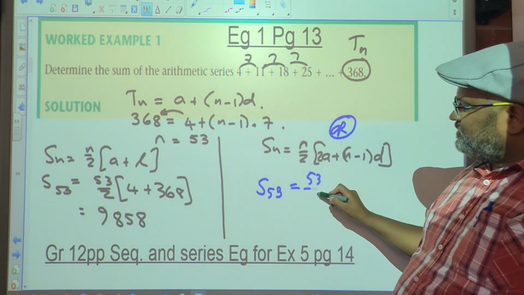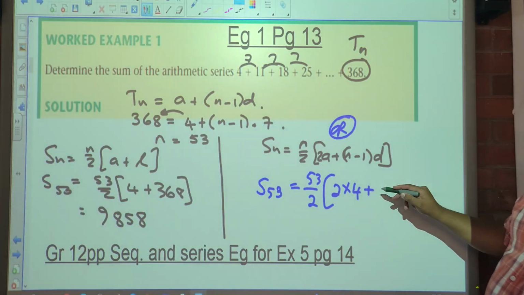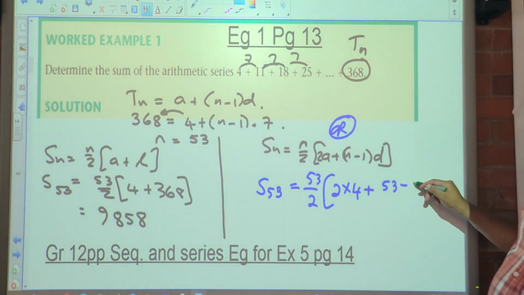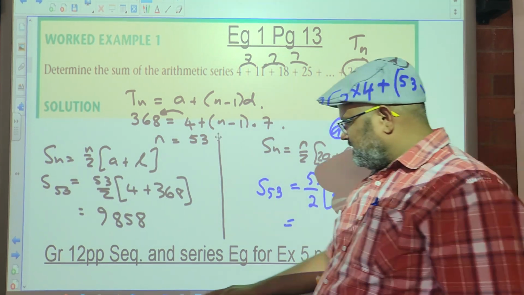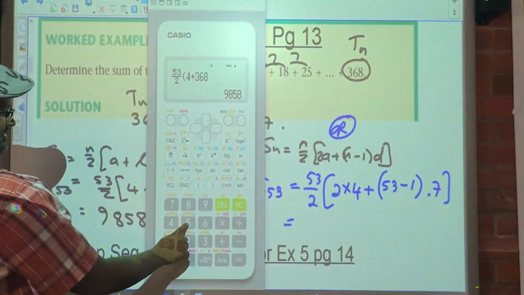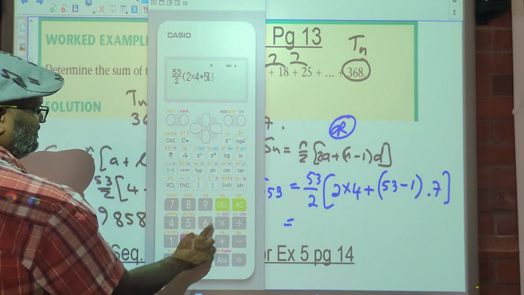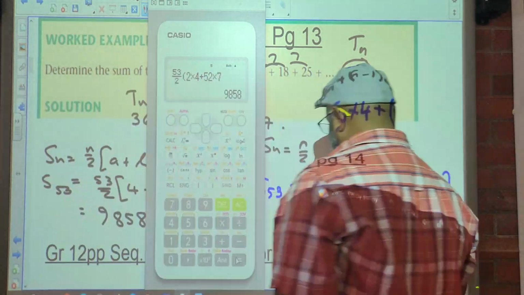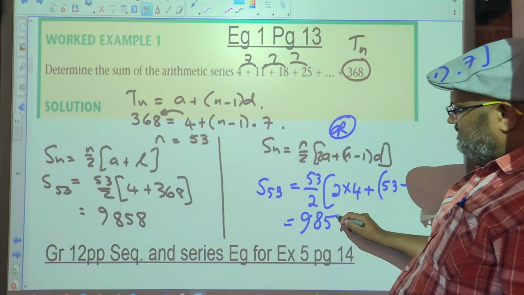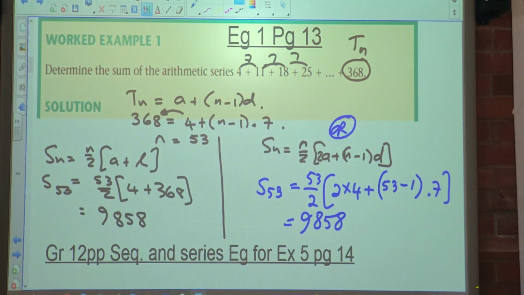So it's going to be 53 over 2. 2 times, what's your a value? 4 plus 53 minus 1, I could have just written 52 times 7. So let me calculate it. You got 53 over 2 into 2 times 4 plus 52 times 7. Gives you 9,858. As you can see, it's the same. Again, you don't have to use both. You guys understand?